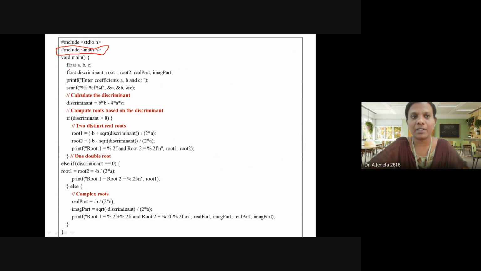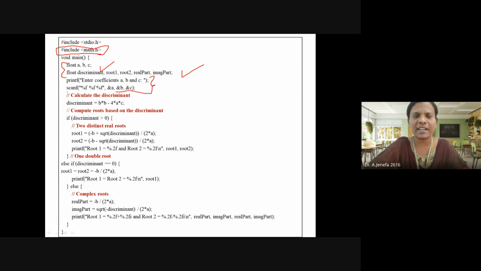After that, the variables are declared. For finding the discriminant value, b square minus 4ac, we require the variables a, b, c. So that's why the a, b, c variables are declared, followed by the variables root 1, root 2, the real part and the imaginary part, as well as the discriminant variable. These are the variables required for the different formulas and the different conditions. At first, I'm getting the values of a, b and c from the user.